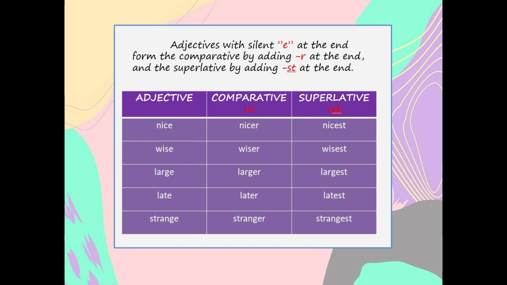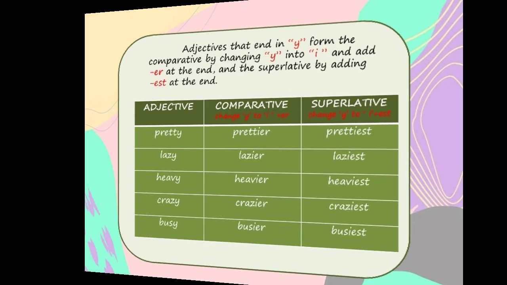Let us look at this example. Nice. Nice is an adjective that when we form the comparative, we add R. So it becomes nicer. To form the superlative, we add ST. So it becomes nicest. So nice, nicer, nicest. Wise, wiser, wisest. Large, larger, largest. Late, later, latest. Strange, stranger, and strangest.